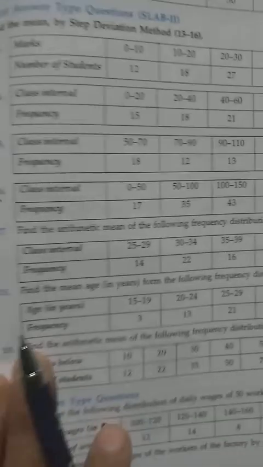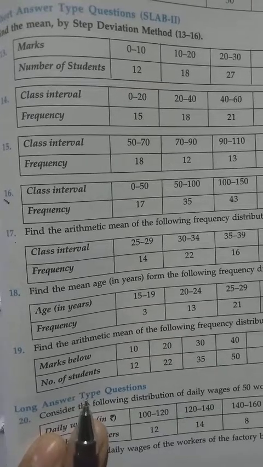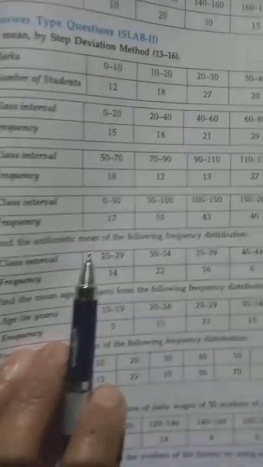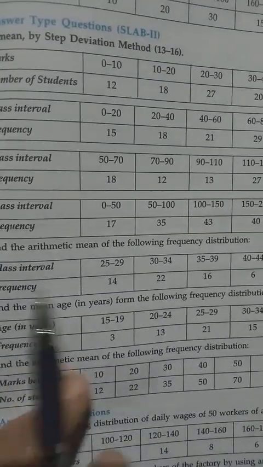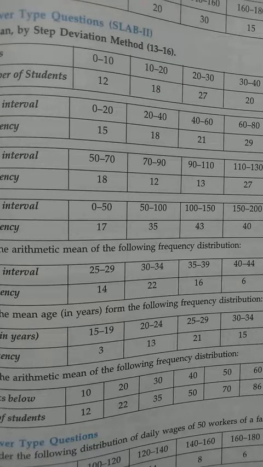Let us continue with statistics. Find the mean, exercise 14a, question number 17. Here they say find the arithmetic mean, simply saying arithmetic mean without any method. So it's up to you. You can do it by the direct method, step deviation method, or shortcut method.